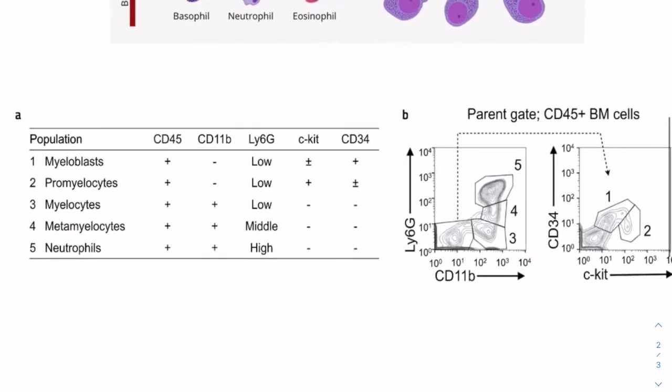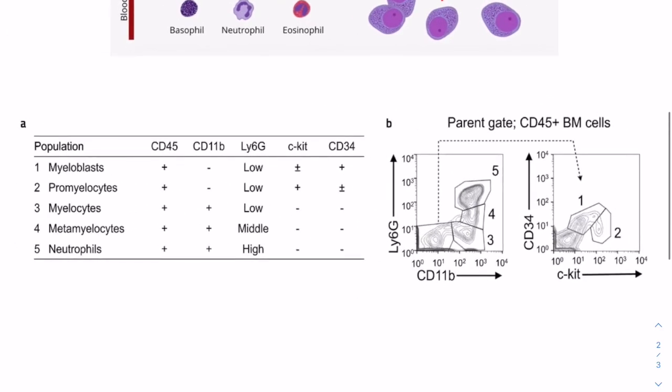So here's an example where someone has created a flow analyte panel with these 5 antibodies that are differentially expressed, plus meaning expressed, minus meaning not expressed, in a variety of these myeloid cells. And then they can discriminate and find the promyelocytes. So in this case, it's population 2. And in this dot plot, we see population 2. So they're able to separate and figure out which of these cells are promyelocytes.